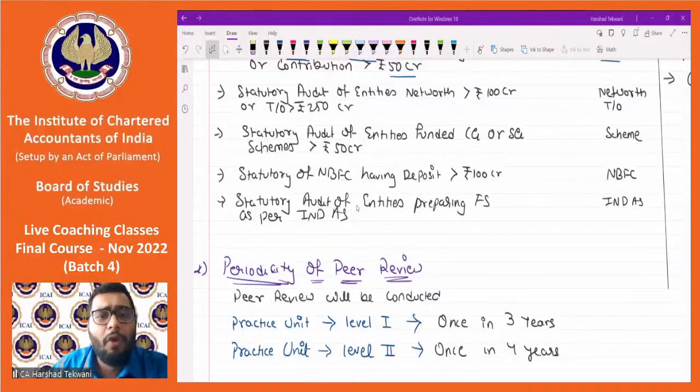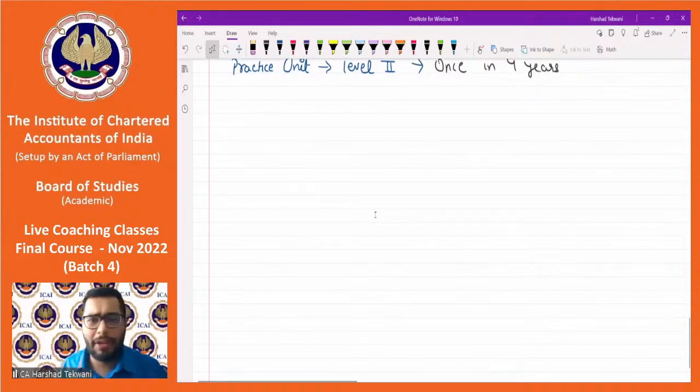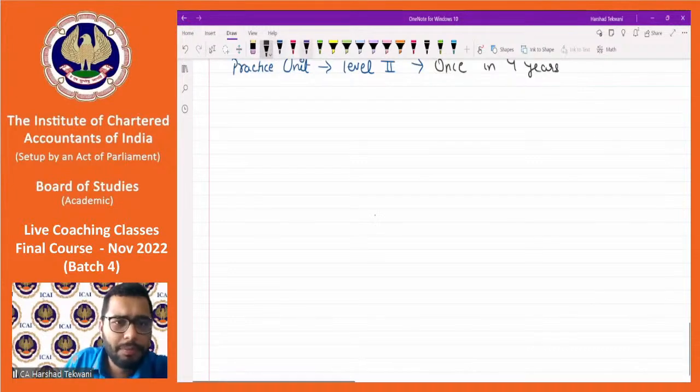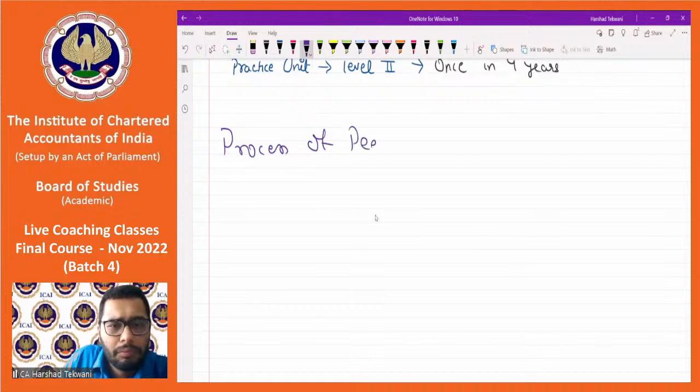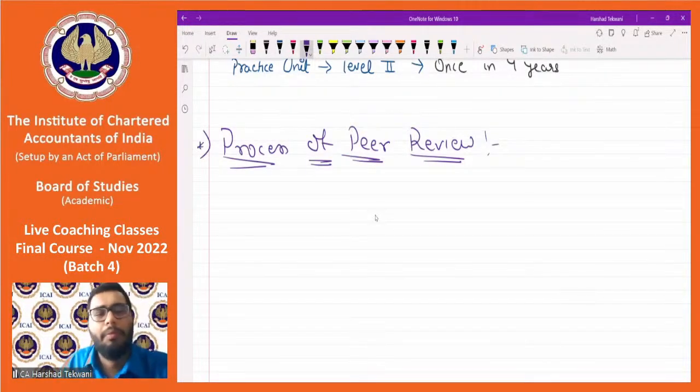And then what will be the obligations of practice unit, what will be the duties of practice units, and what is the process of peer review that is required to be followed. Like we conduct audit, so there is a process: planning, execution, reporting. Same way for the peer review also there is a process. Now the process of peer review is bifurcated in 4 stages.